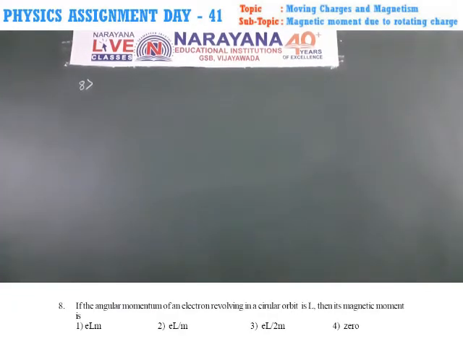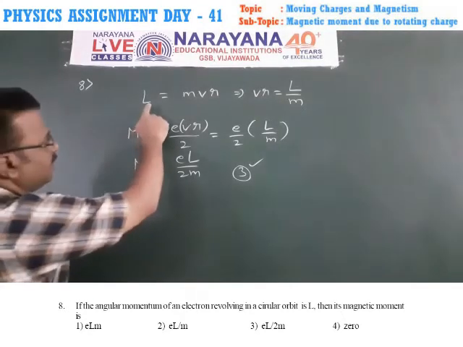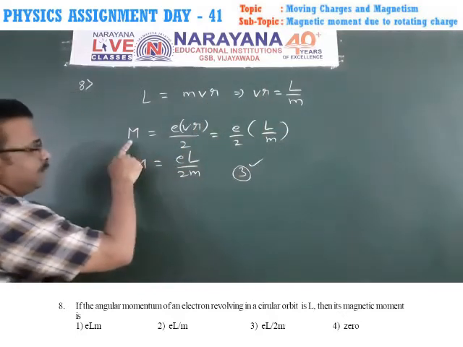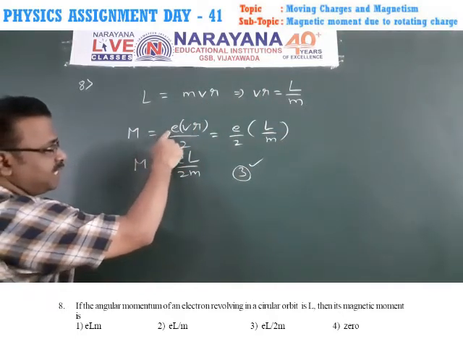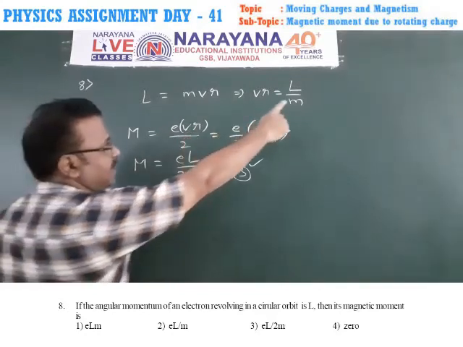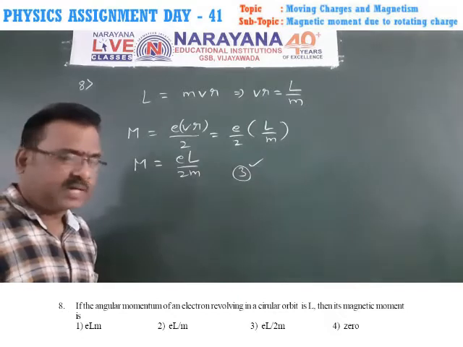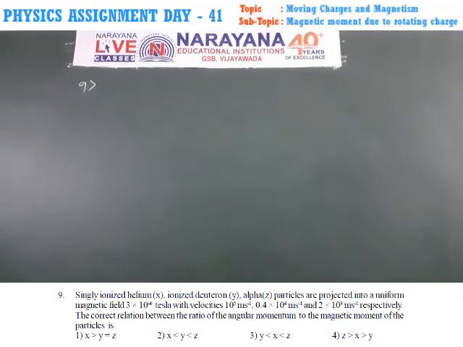Question number 8. If the angular momentum of an electron revolving in a circular orbit is L, then its magnetic moment is. See here, angular momentum L is equal to mvr, so vr is equal to L by m. Magnetic moment M is equal to evr by 2. So for vr you can write L by m. So you will get M is equal to eL by 2m. Option 3 is correct.